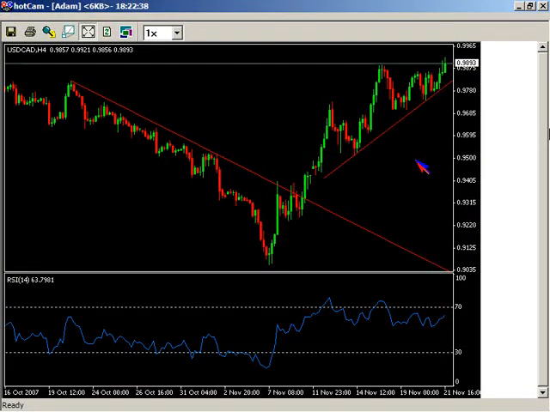How does that look? Is that any better on the dollar CAD? You should see a downtrending resistance, uptrending support now. Excellent, excellent. Oh, great. Scared me for a second.